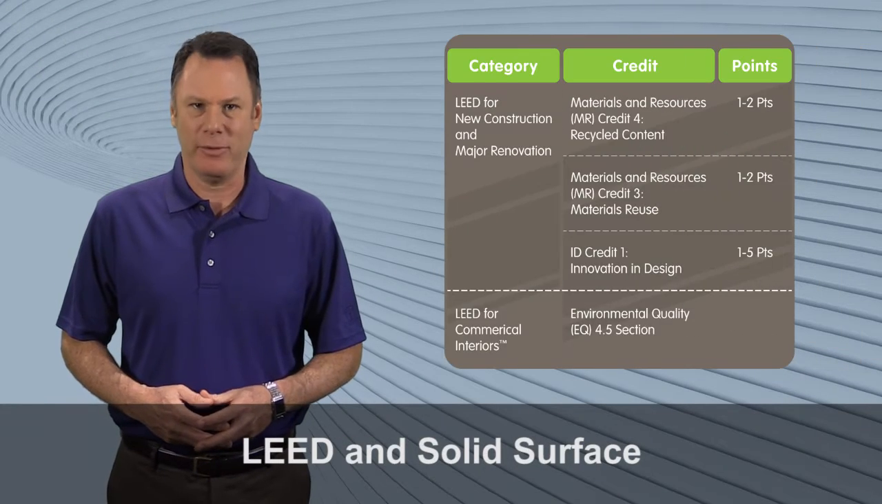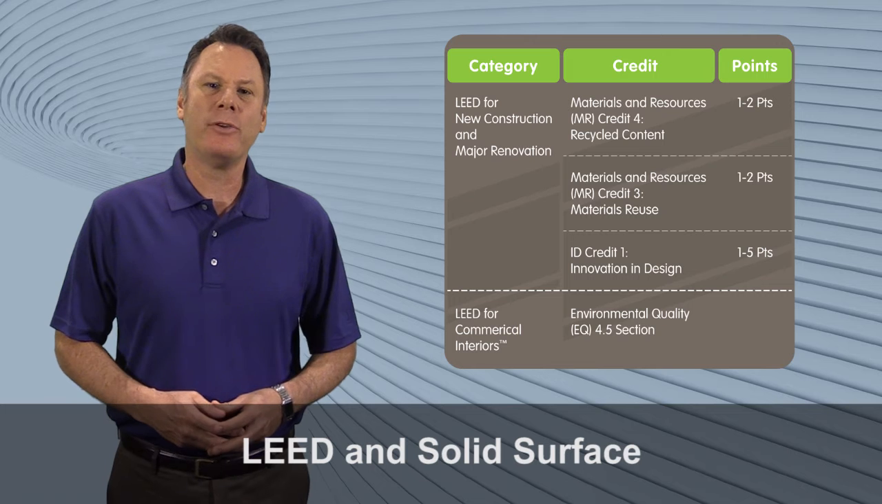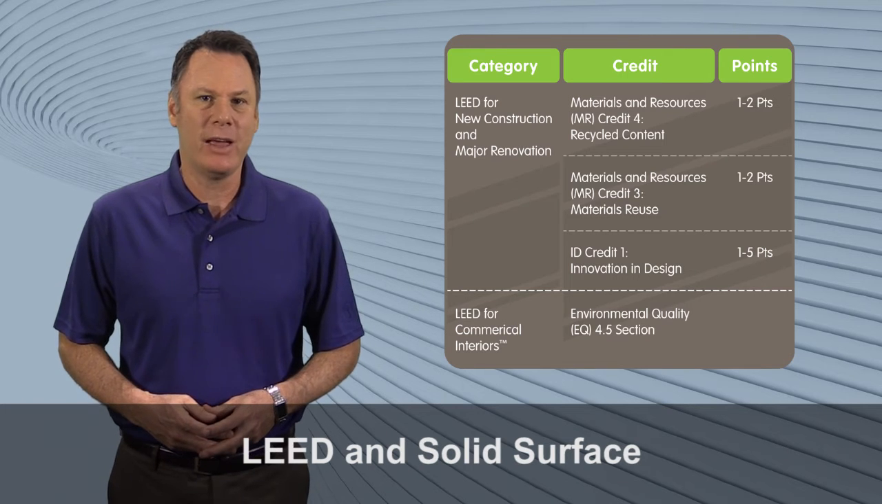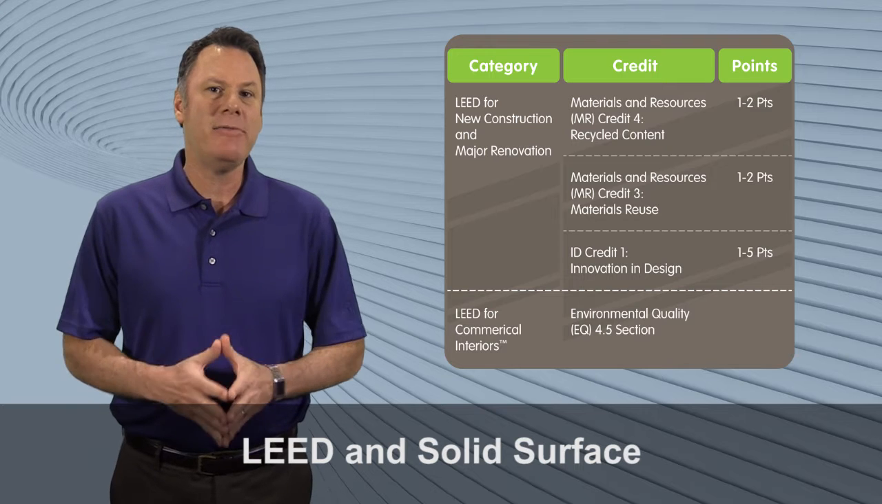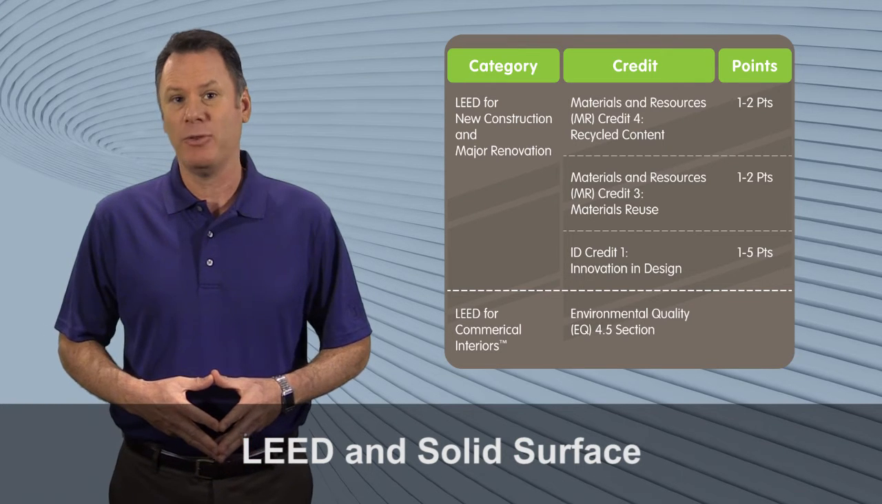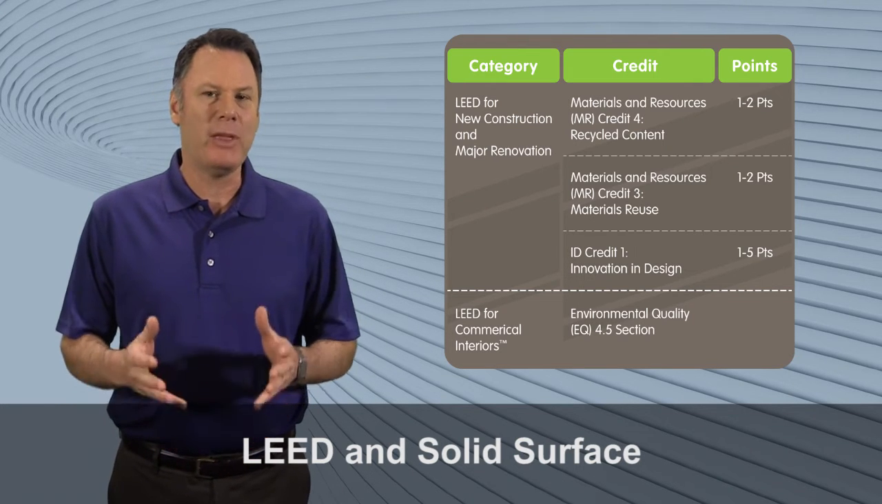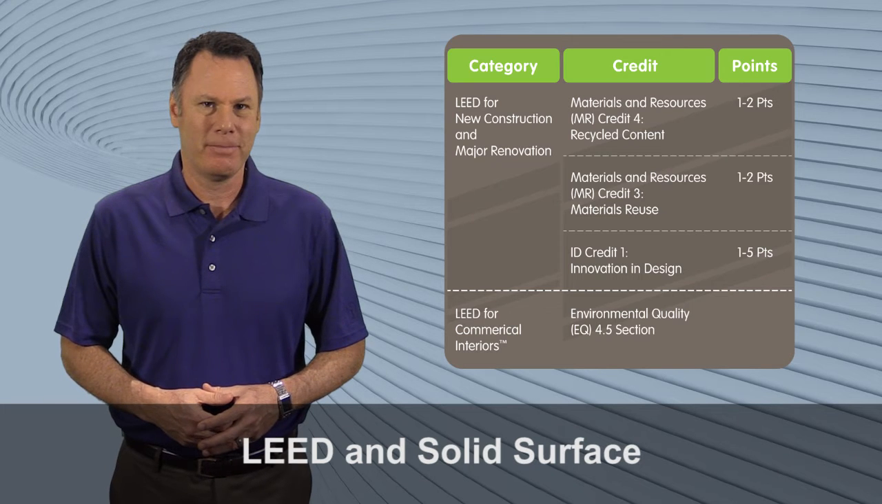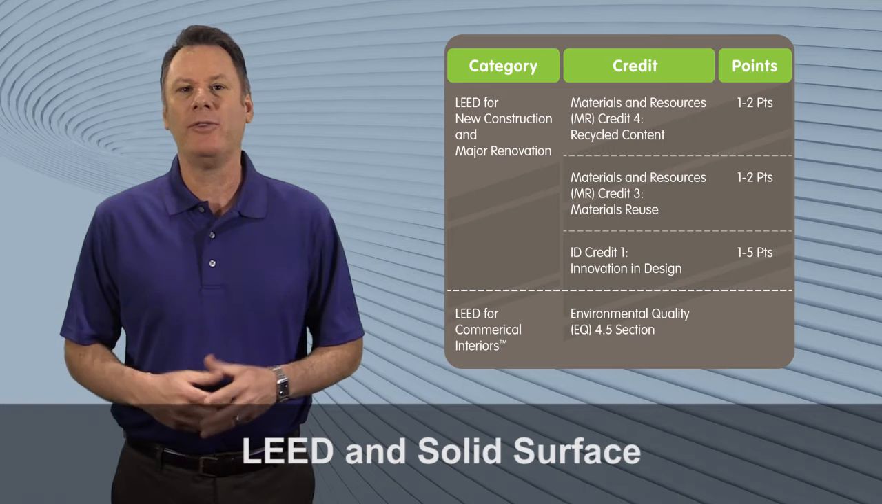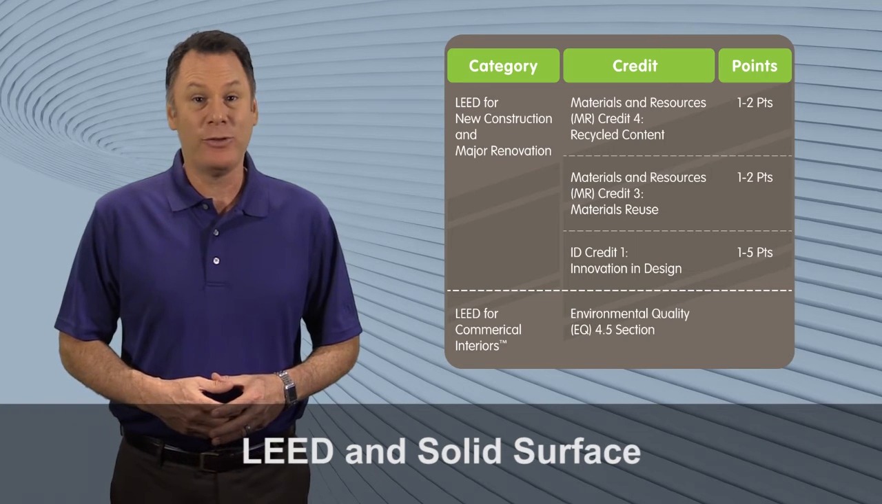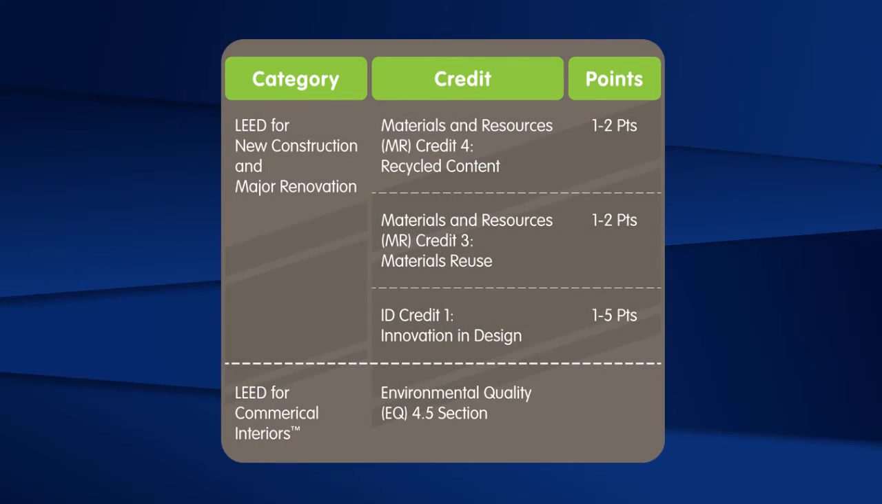LEED and Solid Surface. Solid surface products certified by SCS help meet the criteria for the LEED 2009 and LEED v4 Green Building Certification Program as specified by the U.S. Green Building Council. Specifying solid surface products may help earn LEED points in the following categories as shown here in this chart.